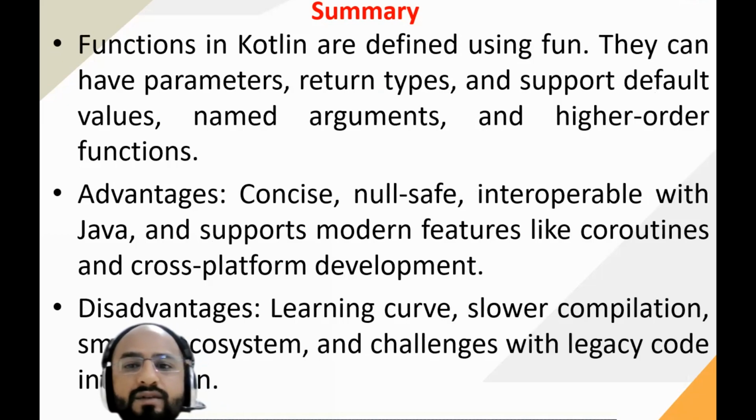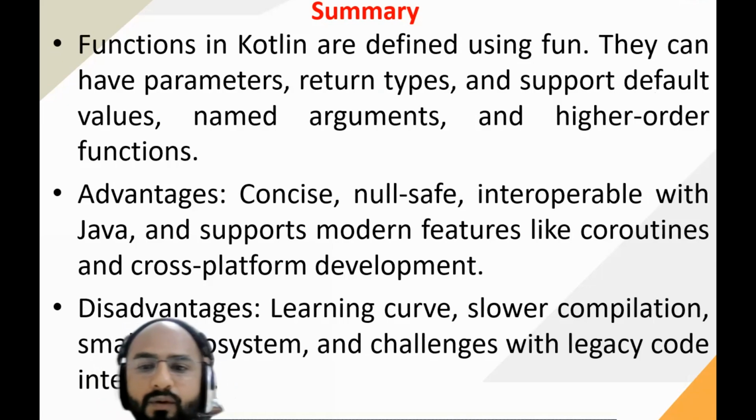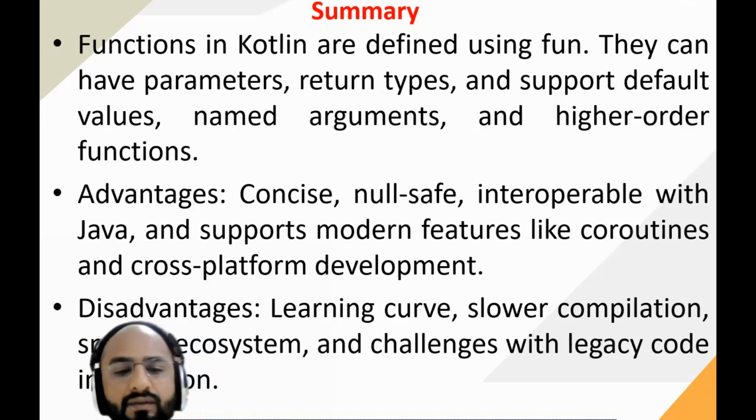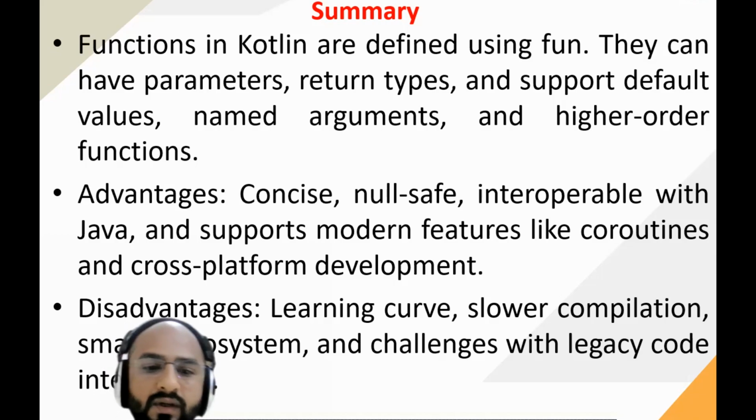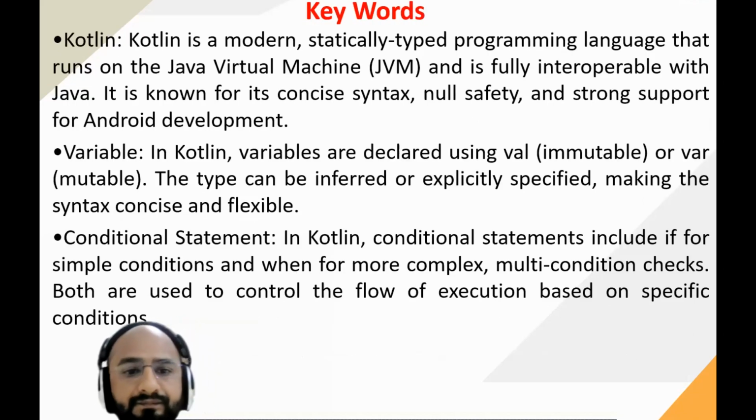Functions in Kotlin are defined using the fun keyword. They can have parameters, a return type, and support default values, named arguments, and higher order functions. Advantages of Kotlin: it is concise, provides null safety, is interoperable with Java, and supports modern features like coroutines and cross-platform development. And the disadvantages of Kotlin are the learning curve, slow compilation, smaller ecosystem, and challenges with legacy code integration.